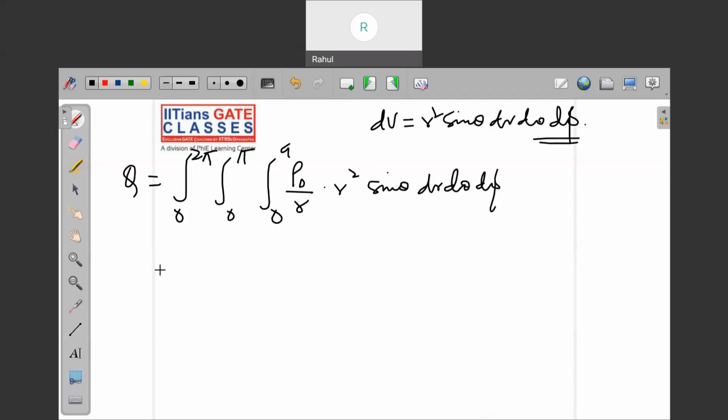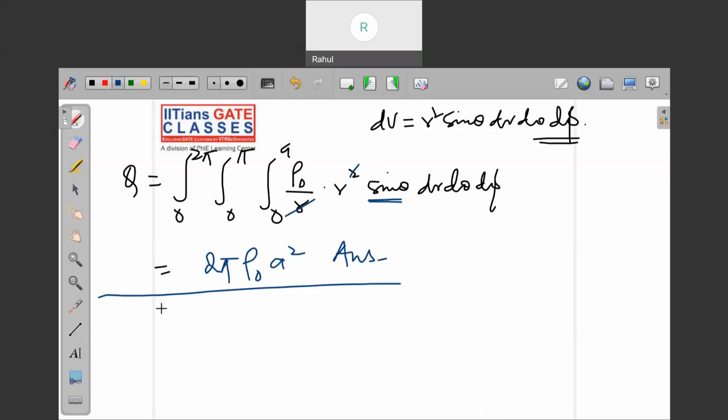If you do this integral carefully, r and r get cancelled, and the sine theta integral will be minus cos theta. Minus cos theta from 0 to pi will give you 2. So you will get 2 pi rho naught times a square as the answer for this question. If a and rho naught are known, you can compute it numerically as well. I hope this is clear.